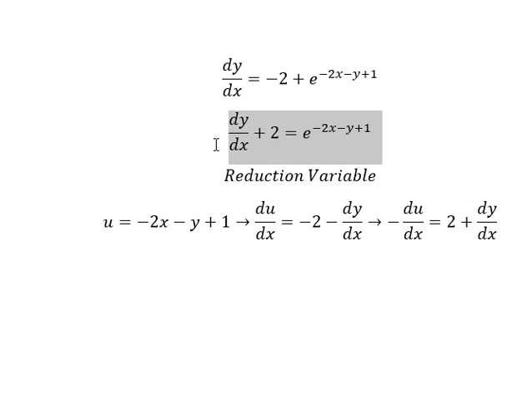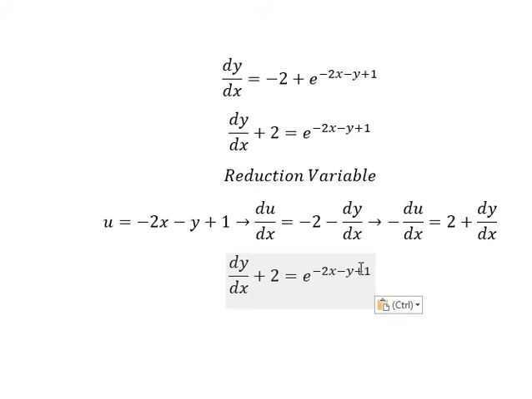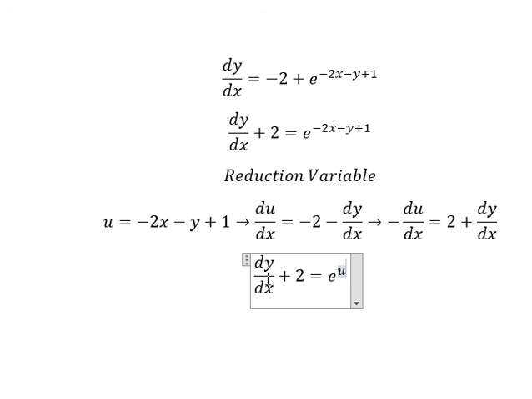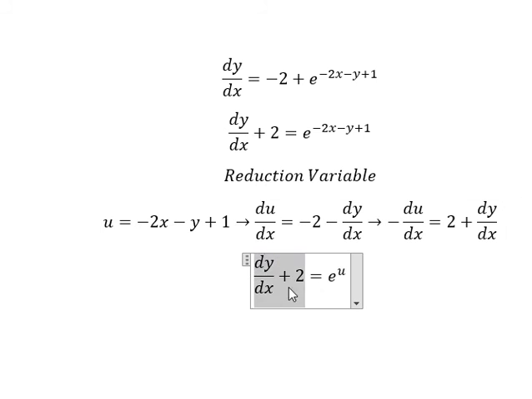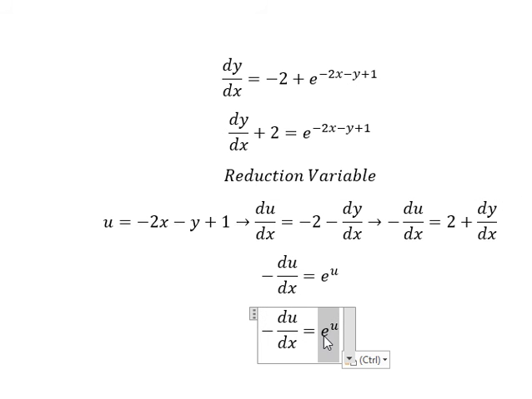And now, we need to change this one into u. This one we change by negative du over dx. So this one I will put on the left, dx we put on the right.